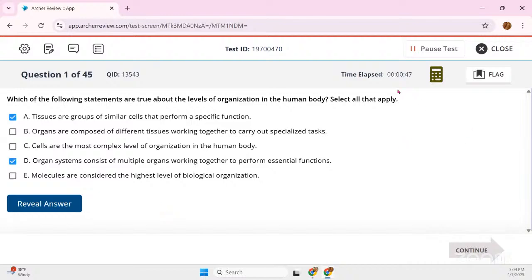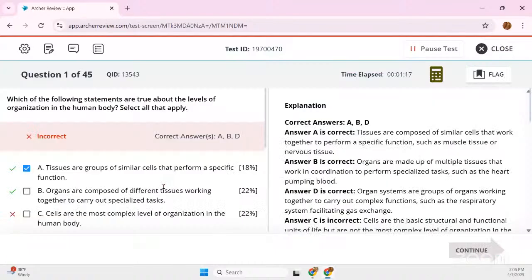Also, notice that it helps us see how much time has elapsed. We can flag this, we can pause it. And see, look, I skipped one. I wanted to do that on purpose because I wanted you to see what would happen there.